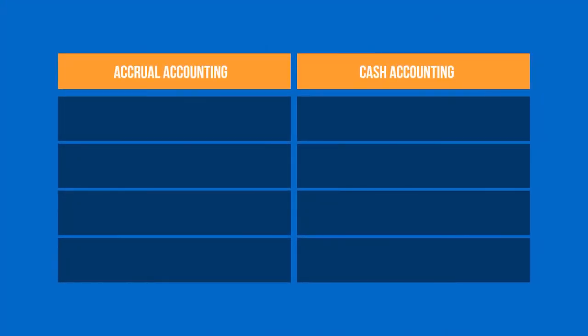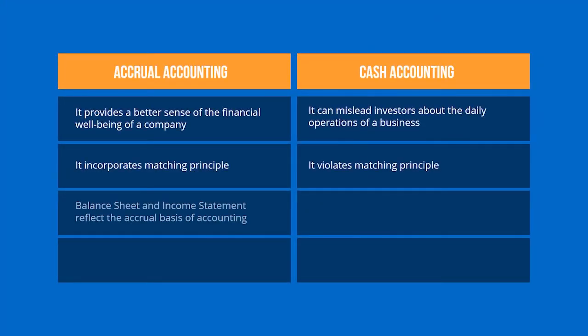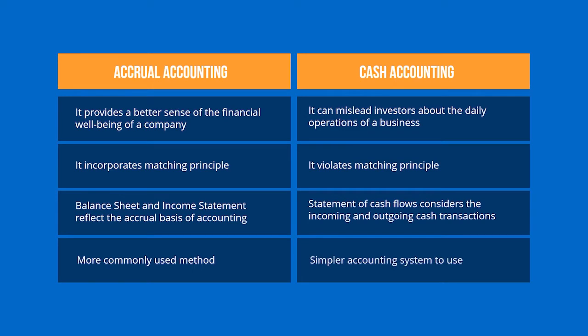Let's look at this in a bit more detail. Difference between cash accounting and accrual accounting. The core underlying difference between the two methods is in the timing of transaction recordation. When aggregated over time, the results of the two methods are approximately the same.